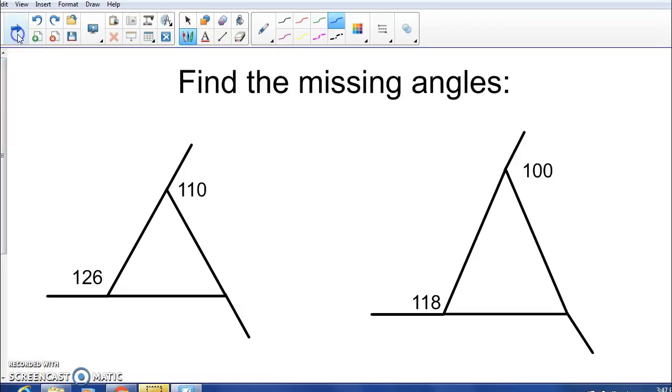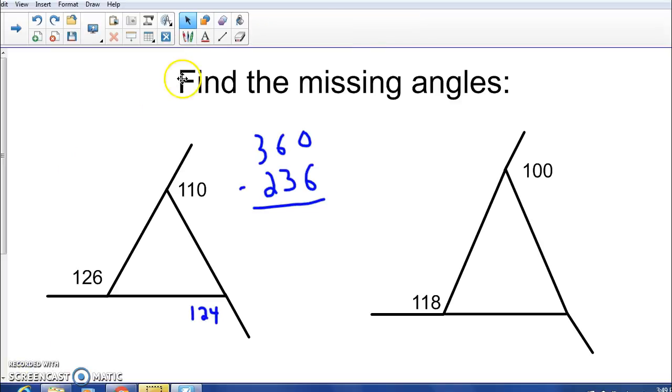Now we can find missing exterior angles almost the same way as we did with the interior. Let's add up the ones we have. So 110 and 126 should give us 236 degrees. But we're not going to subtract it from 180 this time. Remember, the exterior angles add up to 360, so we are going to subtract that from 360 degrees. When you do that, you should get 124 degrees. Remember, this isn't going inside the triangle, this is an exterior angle. So our 124 is going to go right here.